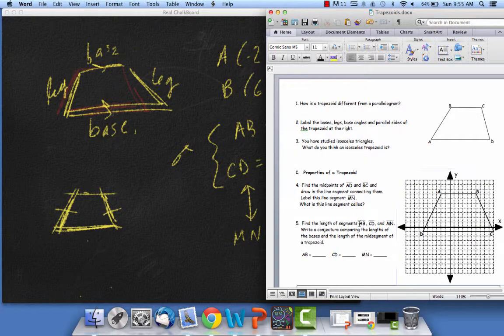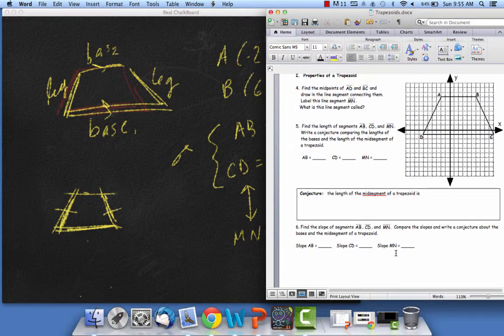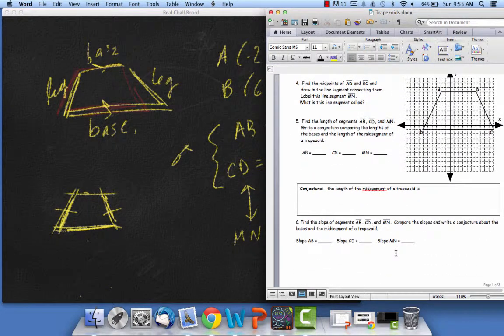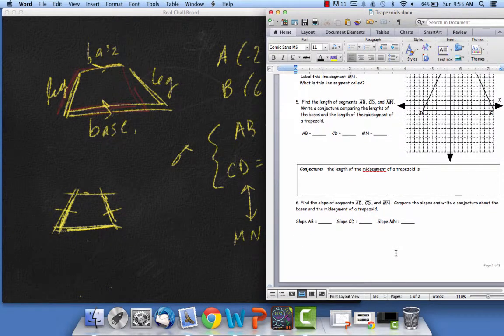Okay, so this one was 8, this one was 12, this one was 16. So the conjecture is that the length of a mid-segment of a trapezoid is the average of the bases.